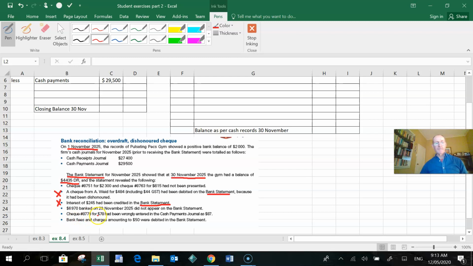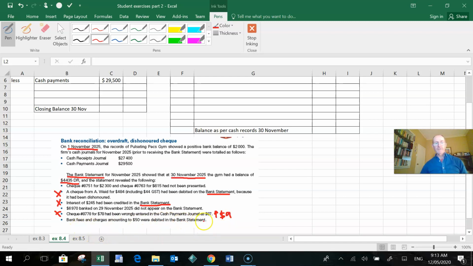Check number 8778 for $78 has been wrongly entered in the cash payments journal as $87. Right? So this is an error. So we've actually processed it for $87, when in fact the bank processed it for $78. So we've got a mistake there of $9, which we need to adjust. Right, so the check for $78, we put it through as a cash payment for $87. So we've actually increased our payments accidentally by $9. So we need to fix that and get that $9 error out of our payments.